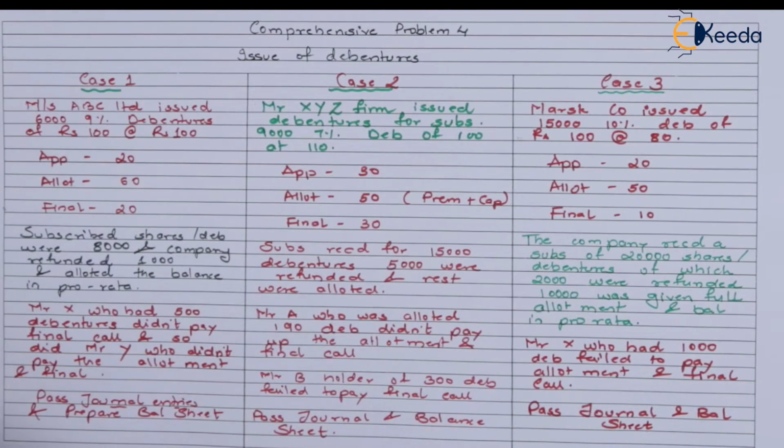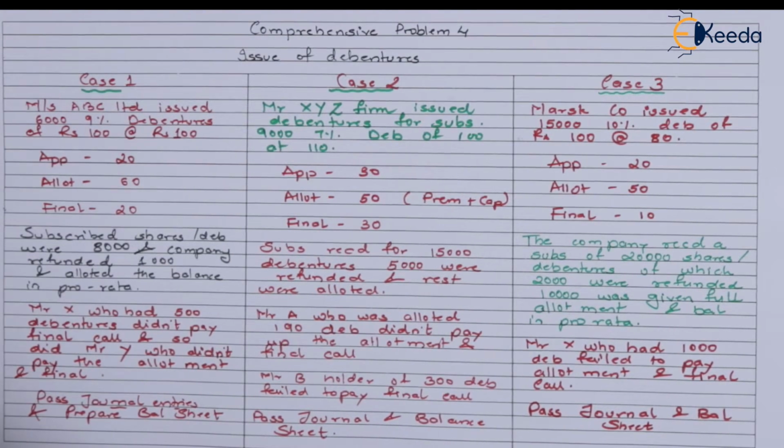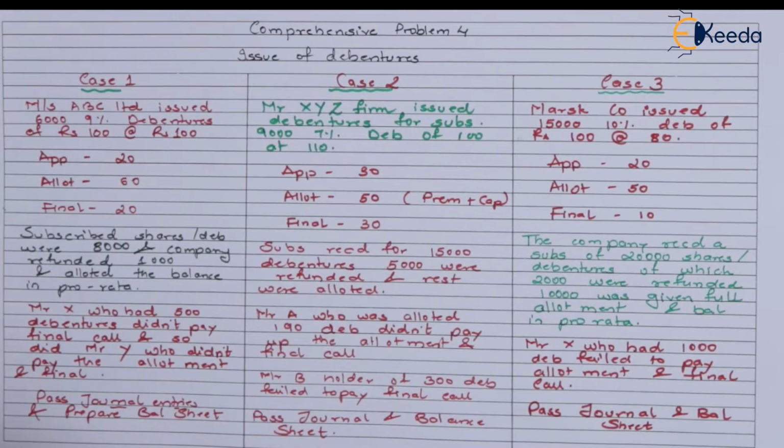Now, when it comes to call scenarios, there is only Mr. X who had around 1,000 debentures who failed to pay the allotment and the final call money. And after this, we only have to pass the journal entries and the balance sheet to figure out this case 3. Now that everything has been given to you, case 1 par, case 2 premium, case 3 discount, with oversubscription and call scenarios being common to all three sums, let's figure out how to solve each and every case study.